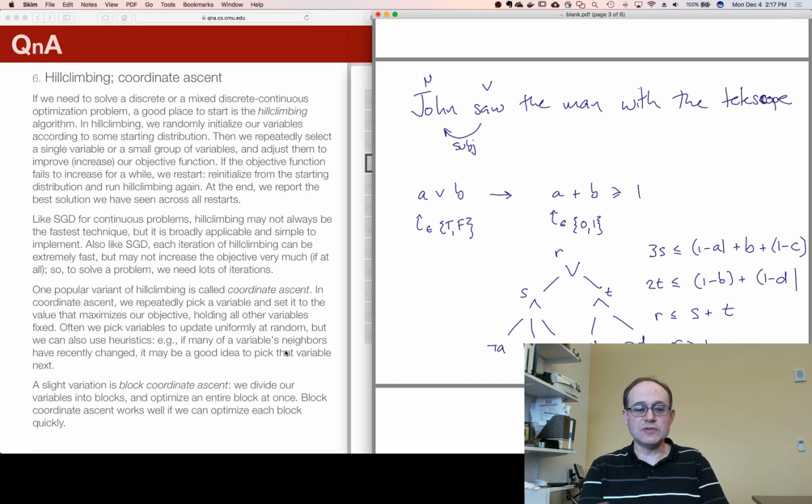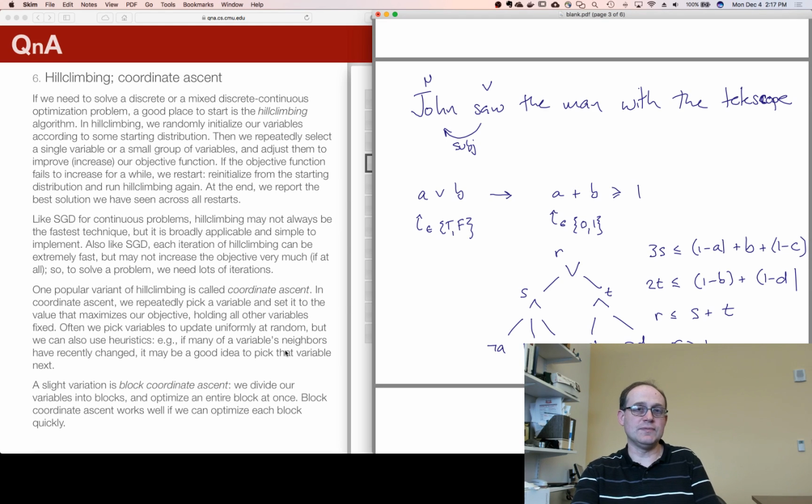And so we want lots of restarts and run hill climbing for a while from each one of these restarts, and then the best solution we've seen across all of these restarts is the solution that we return. So hill climbing is not necessarily a fancy algorithm, but it's really easy to implement. And each iteration of hill climbing can potentially be quite fast, so it's a decent choice to do for many problems.